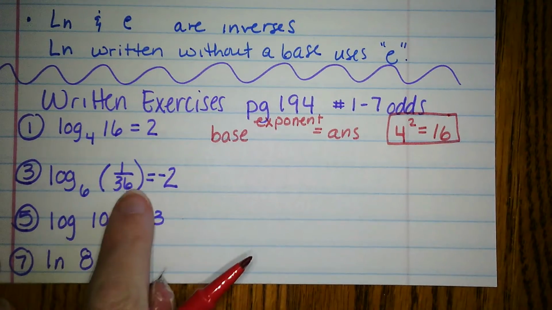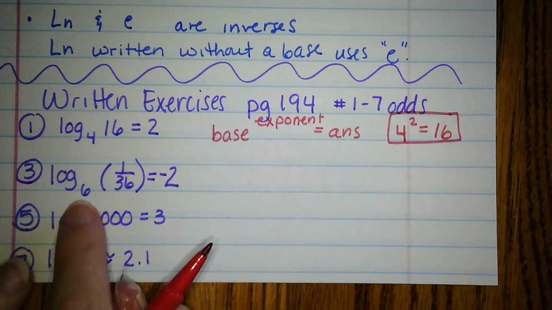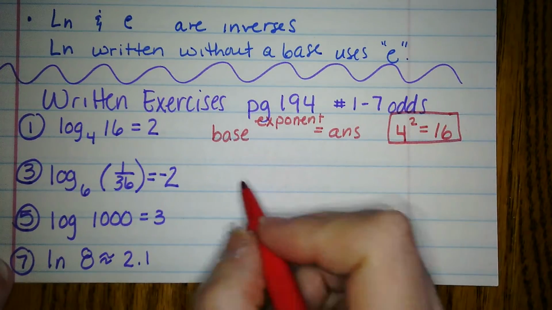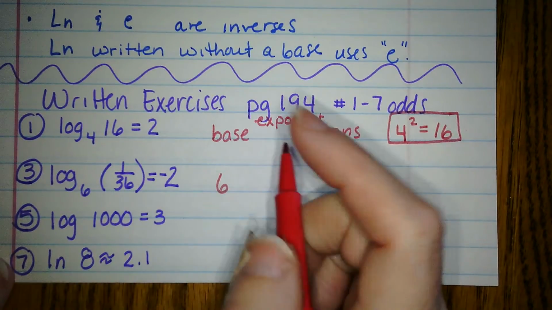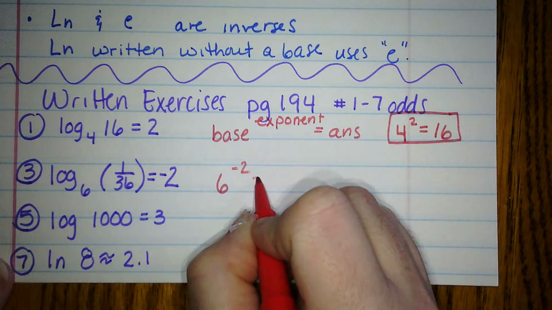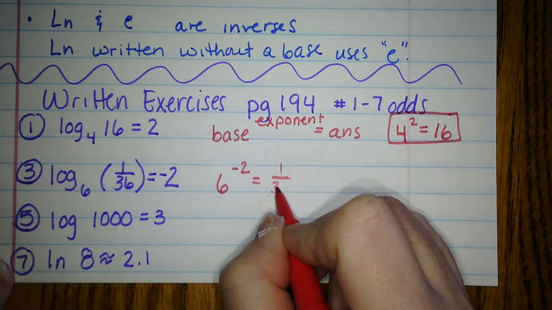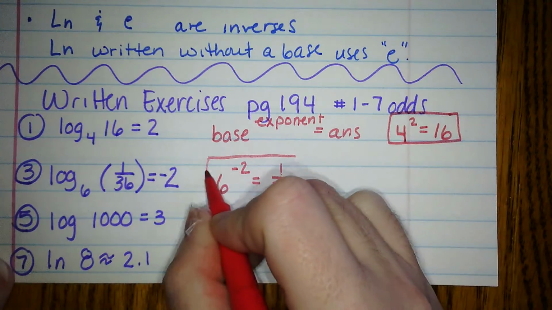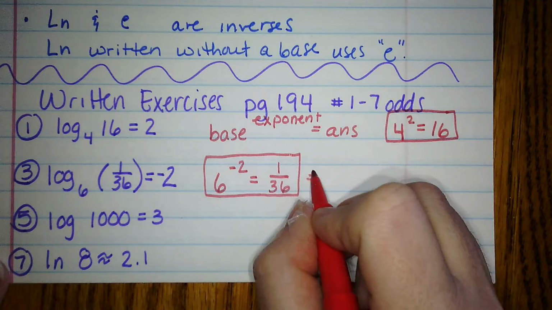For the third one, this is a little more complicated. I wanted us to go through this a little bit. Our base is 6. Our exponent is what it's equal to, so that's -2. And our answer is 1/36. Now, remember that this is the correct format, but I want us to take this a little bit further so that you understand why it is that way.